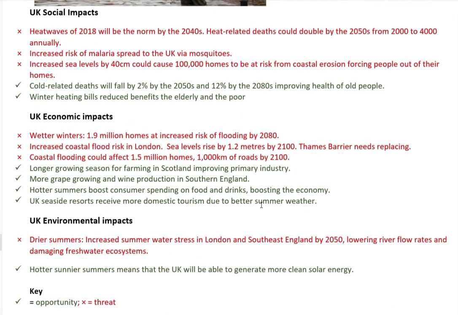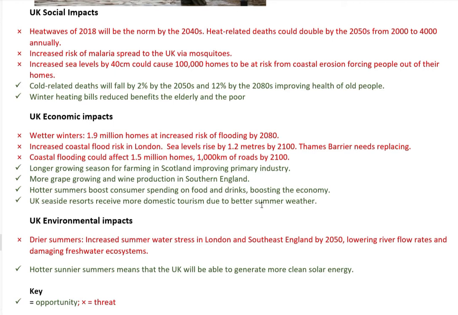Now, this bit here really is the real meat of the lesson in terms of the impacts. So I've put, obviously, green things are good, positives, the opportunities. I've classified these as social, economic, and environmental. But then also the negatives, the threats, are in red. And we've classified them by social, which is people, economic, which is all about finance and business and profits, and environmental is about ecosystems, fauna and flora.